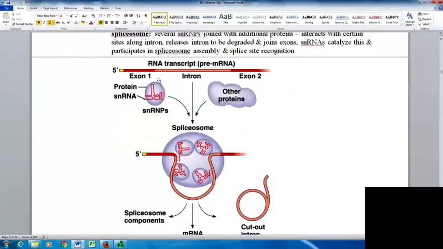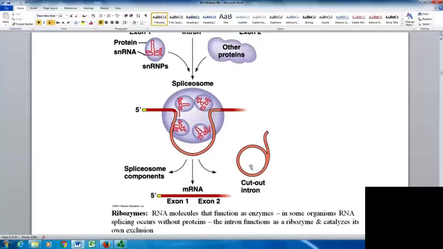So in this example here, you've got this giant intron in the middle. The SNRPs are going to come along with your small nuclear RNA, and they are going to help facilitate pulling this out and joining up these segments, so that you have the cut out intron and the exon segments being joined together.